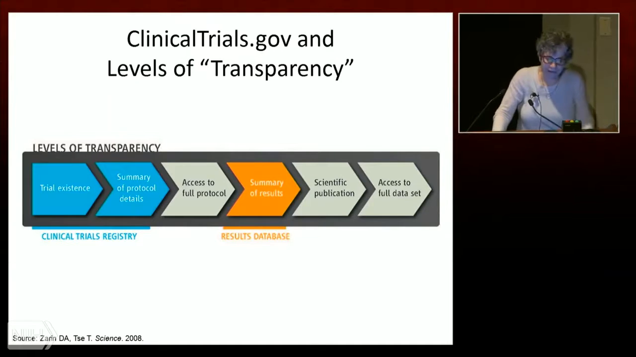So when you think of levels of transparency, if you will, it goes all the way from the left side of this diagram, public knowledge that the trial exists, all the way to the right side, which is now under discussion, access to the full data set. With ClinicalTrials.gov, we talk about the blue parts, which are trial existence and the summary of the protocol details, and the orange part, if you will, the summary of results.